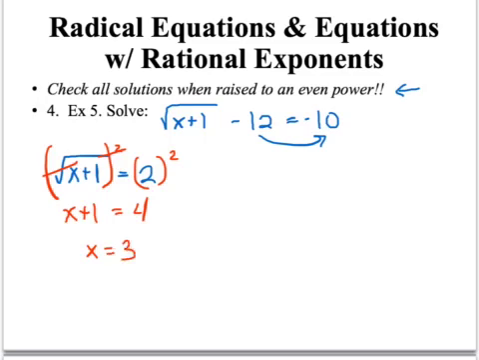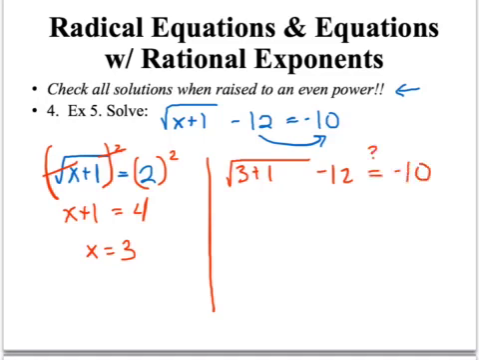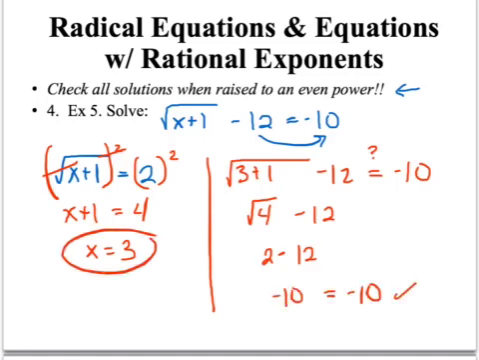But because we squared both sides, you need to check. So here's my check. The square root of 3 plus 1 minus 12. We want to see, does this equal negative 10? Well, I get the square root of 4 minus 12. Square root of 4 is 2. And 2 minus 12 is indeed negative 10. So yes, it does work. It will not always work though, so make sure you check.